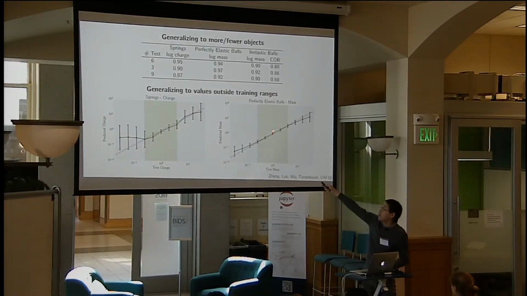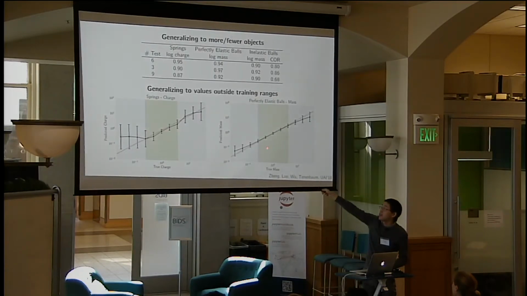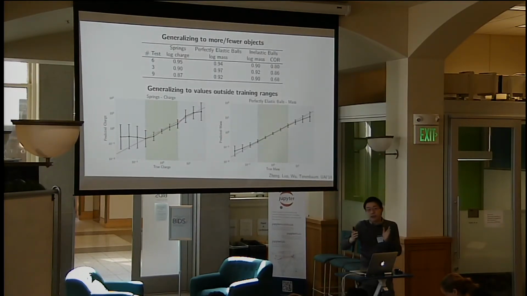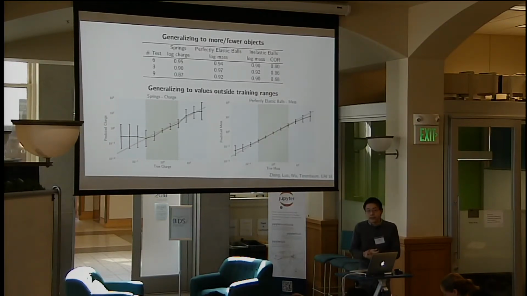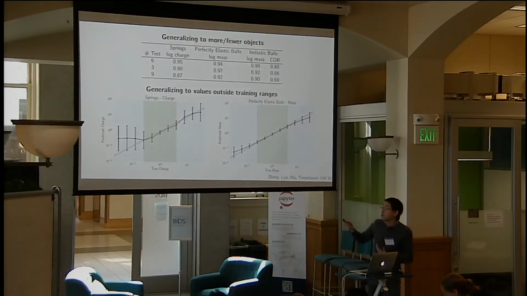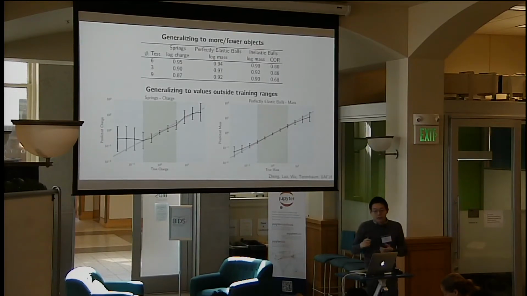So even if the model during training only sees mass or charge in a particular range, but during testing you give it different scenarios where the values are outside the training ranges, you're able to decode those properties, not as good as the training values, but pretty well.